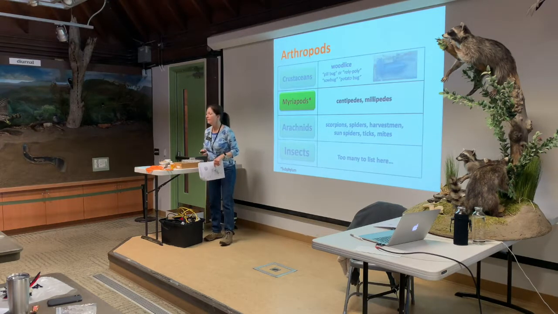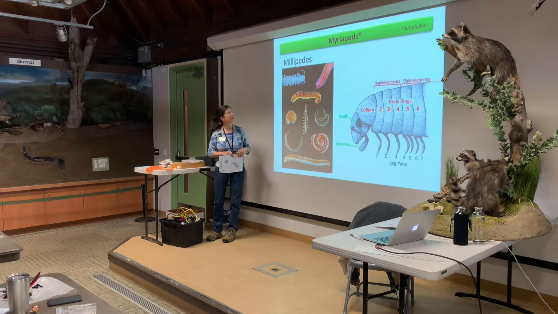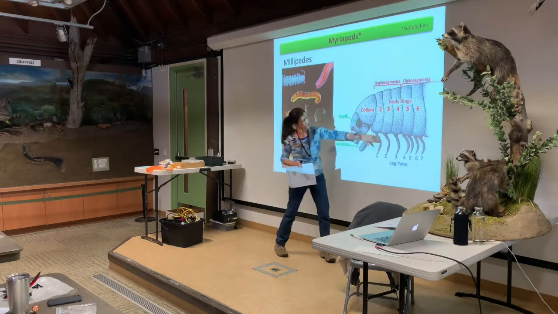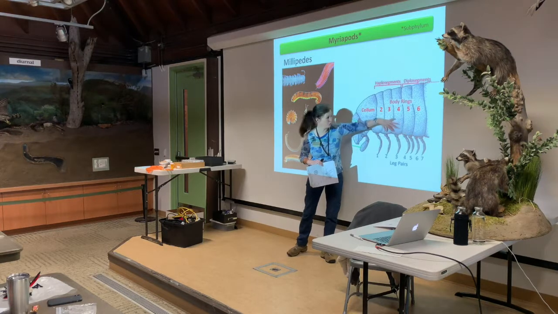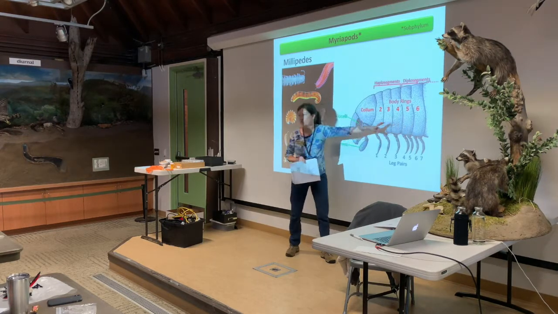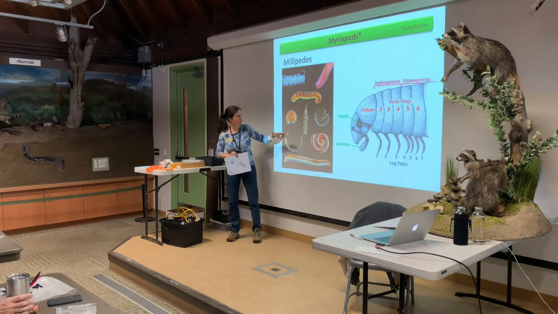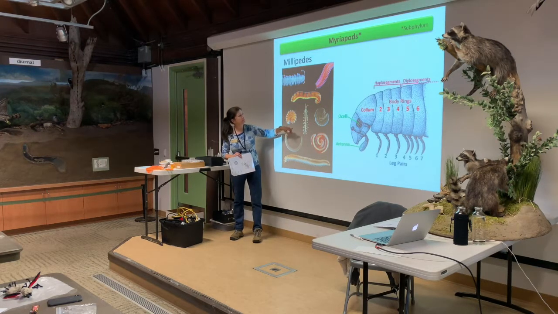Centipedes and millipedes. Pretty easy to identify as well. Millipedes typically have 2 pairs of legs per segment. The first few don't, but for the rest of the body, you'll typically see those 2 pairs of legs per segment. Very small, little legs. Sometimes you'll see them curled up. They come in different sizes and shapes.